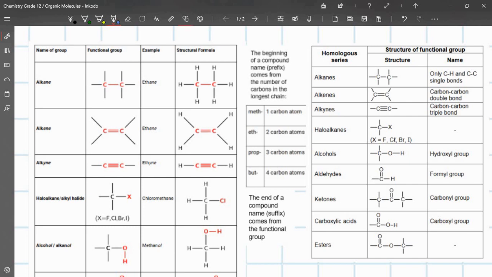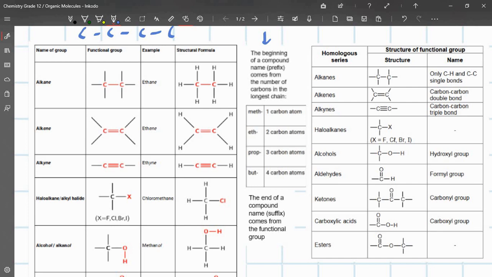But let's look at the table on the left first. Okay, and first we look at the information given here. So it's the beginning of a compound name, or prefix, same as English prefix, comes from the number of carbons in the longest chain. So you find the longest chain, something that looks like that. That's a chain, right? So you look for the longest chain, and then you'll get the prefix of the name.